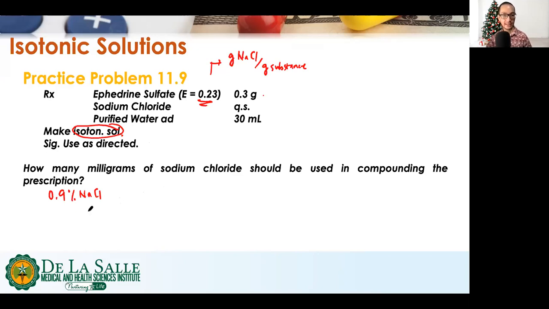Remember that we can compute for the weight of the substance that will make your solution isotonic by using this formula: 1.86 degrees Celsius times i divided by 0.52 degrees Celsius equals the molecular weight of the substance, so 58.5 for sodium chloride, divided by X, being the weight of that substance. The i value of sodium chloride is by default 1.8. So we simply solve for the value of X.